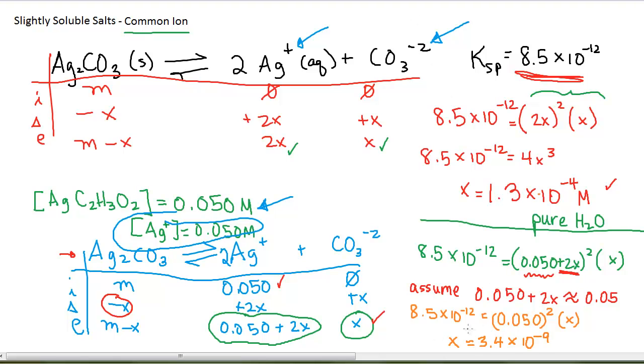Notice that x is now smaller because a smaller amount of my solid will actually dissolve or dissociate because I have a common ion beginning in my solution. So my molar solubility in a solution that already contains this much silver plus 1 ion is only 3.4 times 10 to the minus 9 molarity. Compare that to the molar solubility in pure water. The molar solubility has gone down.